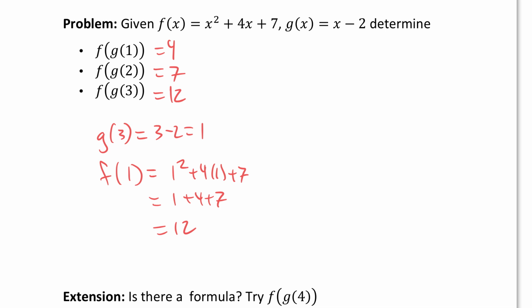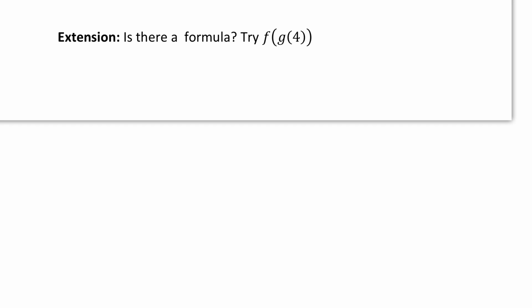Okay, so we found f of g of 1, f of g of 2, f of g of 3, and we notice that there might be a pattern here. I mean, 4, 7, 12, they're not really even or odd numbers. The first one goes up by 3, then it goes up by 5. So, is there a pattern? Maybe. Let's go ahead and try f of g of 4. We'll see if we find a pattern here. So pause the video and see if you can find f of g of 4.